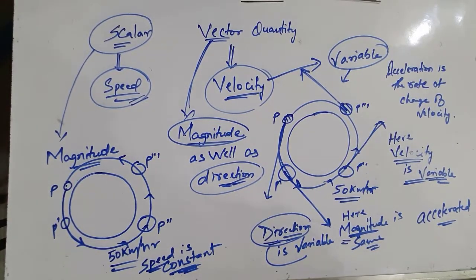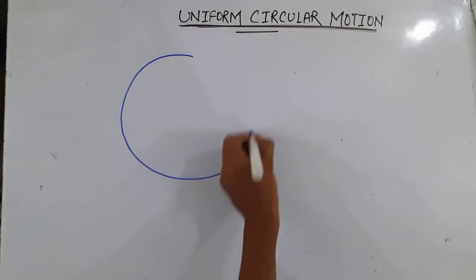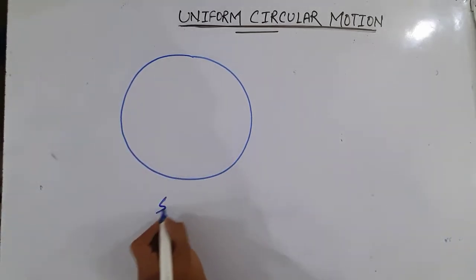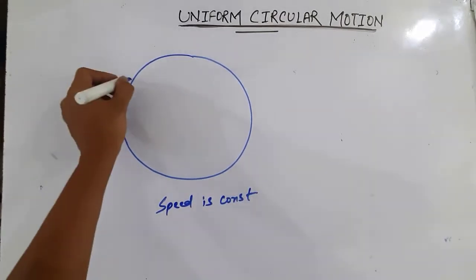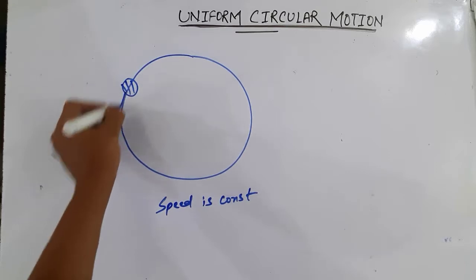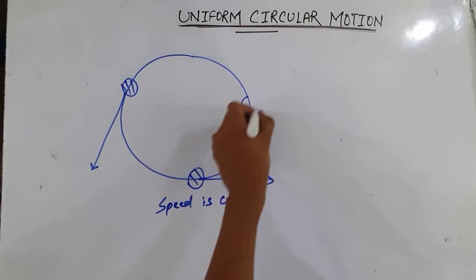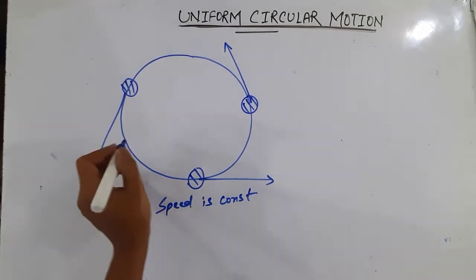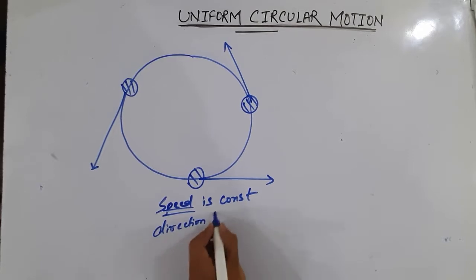Now we will talk more about it. Now we will learn about uniform circular motion. When a body moves in a circular path, the speed is constant. When the body is at this position, the direction of motion is along this. When it reaches this position, the direction is along this. Similarly, at each position the direction of motion changes. So the speed is constant, but the direction is variable.